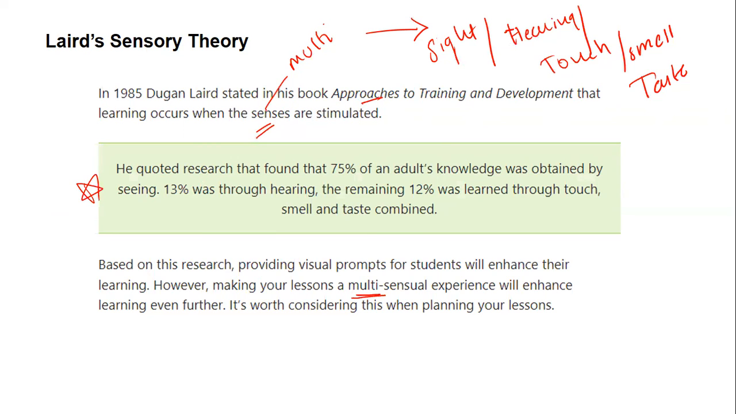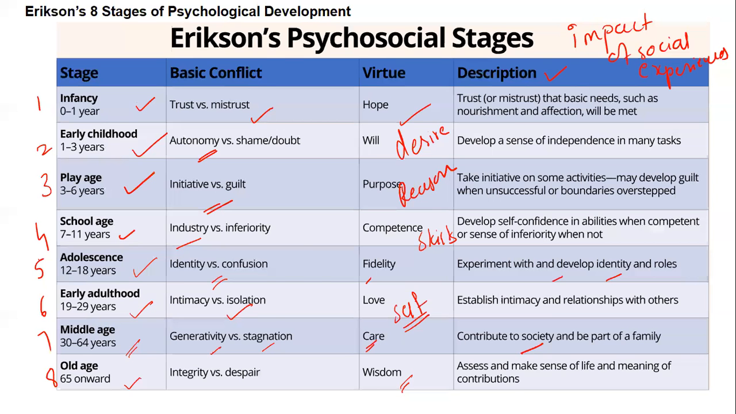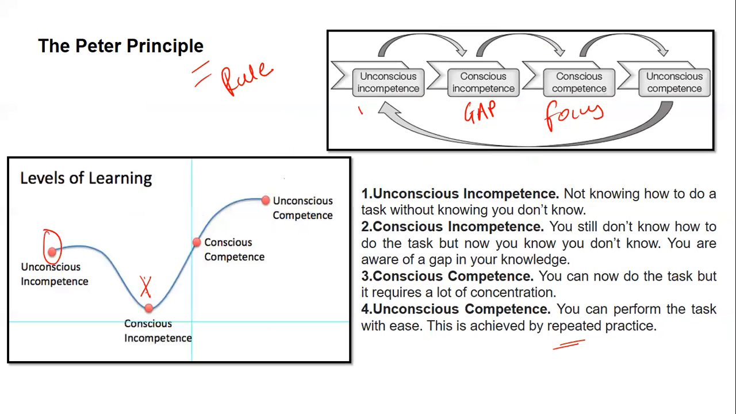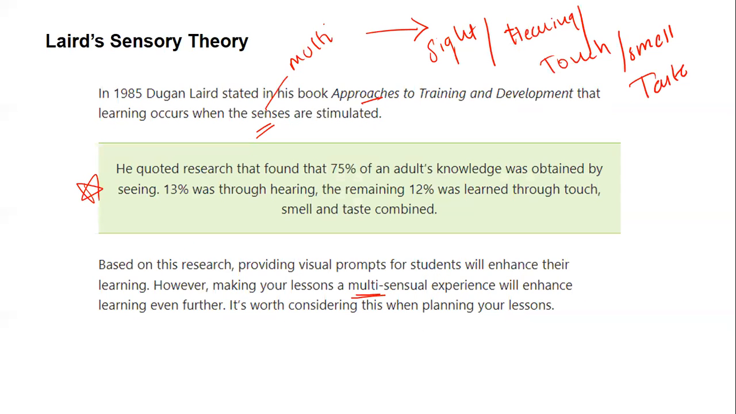So we have done four learning theories today, that is Erikson's psychological stages, where we have studied the 8 stages with the help of years and the description. Kohlberg's learning experiences, where we have learned four types. Then the Peter principle, a very simple principle. What does it tell about? And the Laird sensory theory, right?